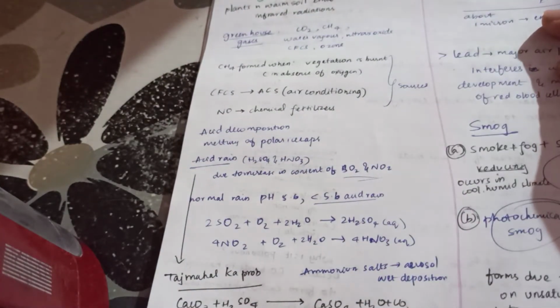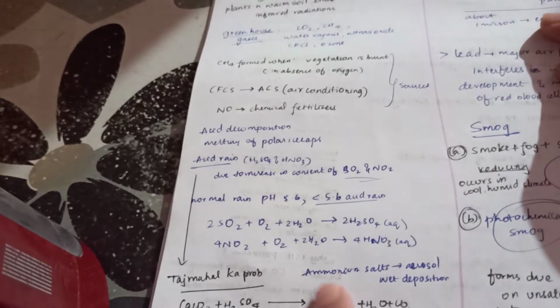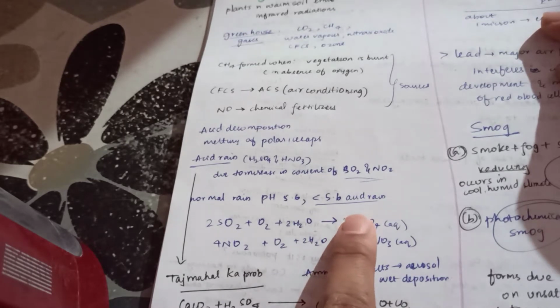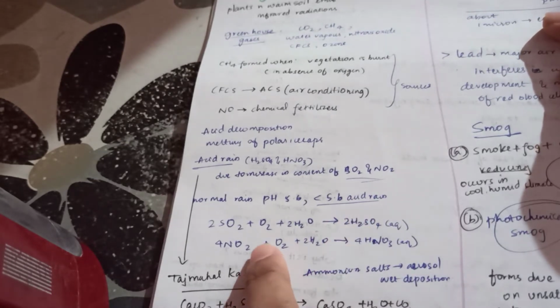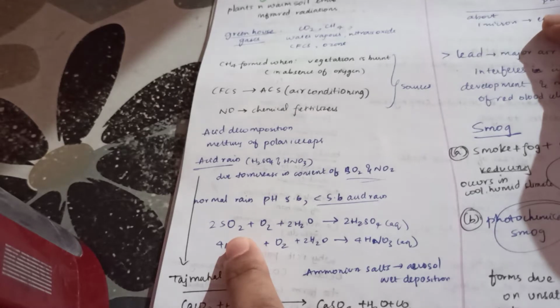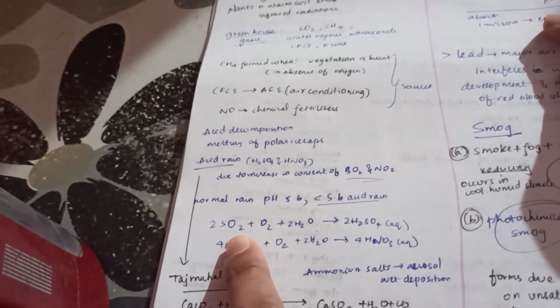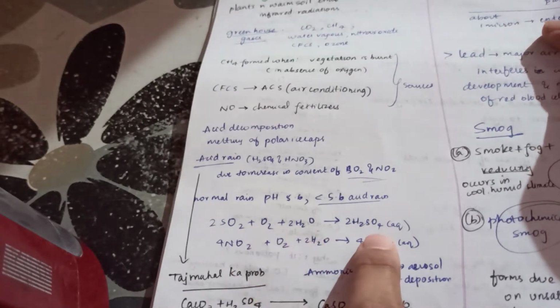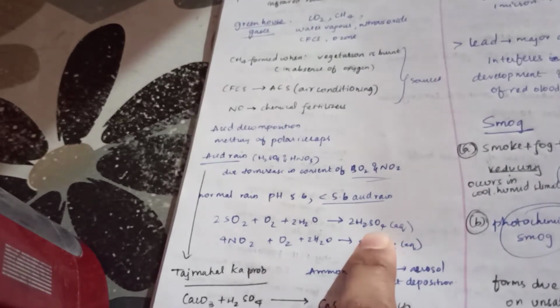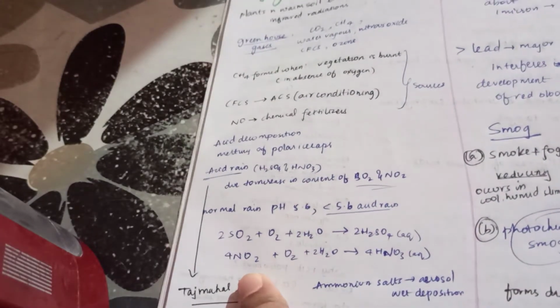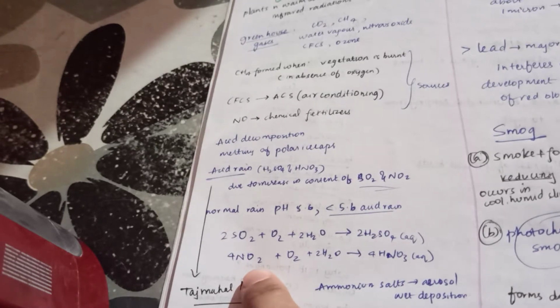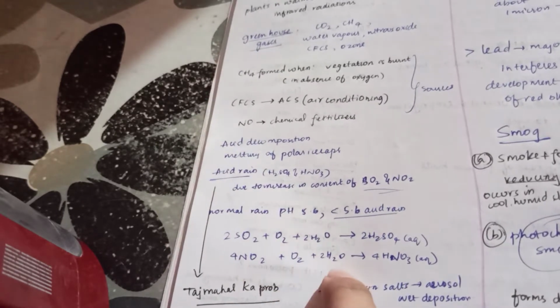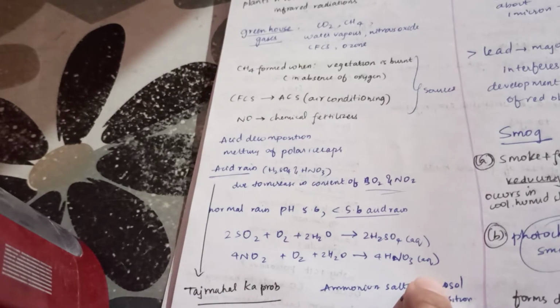Due to an increase in the content of SO2 and NO2, we get acid rain. Normal rain pH is 5.6, while acid rain pH is less than 5.6. SO2 is released when fossil fuels are burnt, right? This SO2 reacts with oxygen in the atmosphere and also water, and forms H2SO4, a very dangerous acid, concentrated sulfuric acid. And NO2 reacts with O2 and water and forms 4HNO3, that is nitric acid.